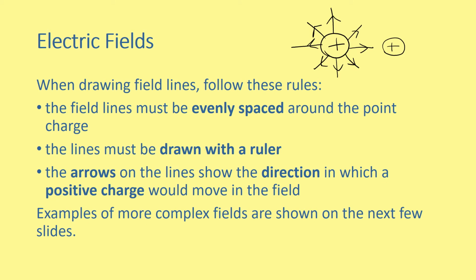Whereas if this was a negative charge, and we draw the field lines, a positive charge coming towards this is going to be attracted. So the field lines go in to the negative charge. Examples of more complex fields are shown on the next few slides.